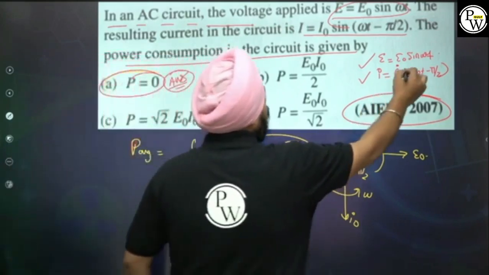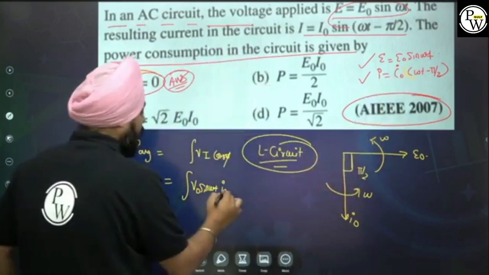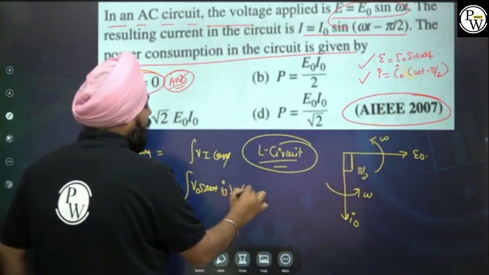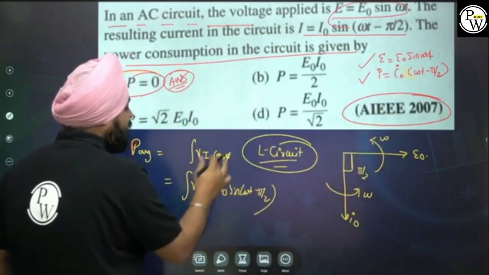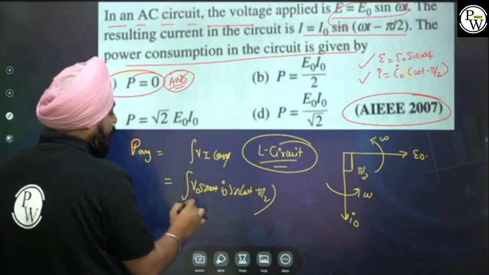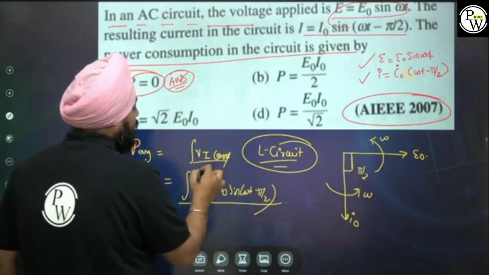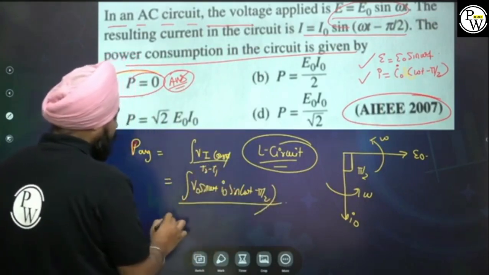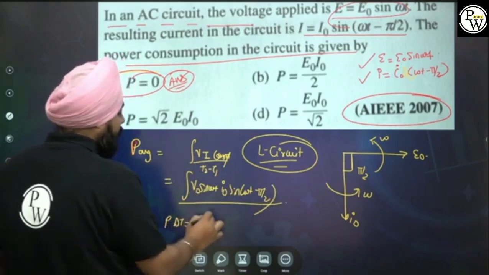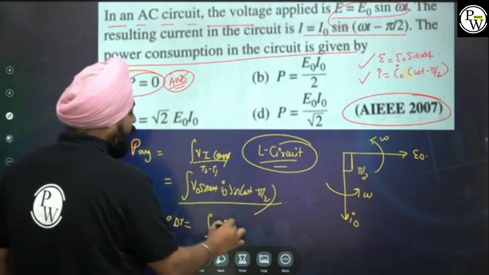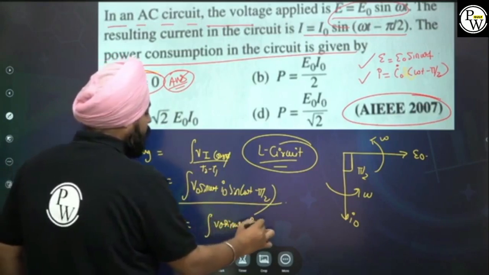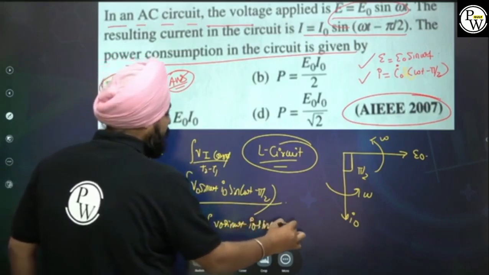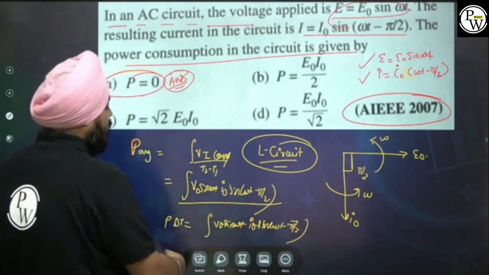Sorry, I forgot to write it here, sine. Okay, sine of omega t minus pi by 2. This is 90 degrees, right? So we have to evaluate t2 minus t1. So p into delta t is equal to the integration of sine of omega t times I naught sine of omega t minus pi by 2, right?